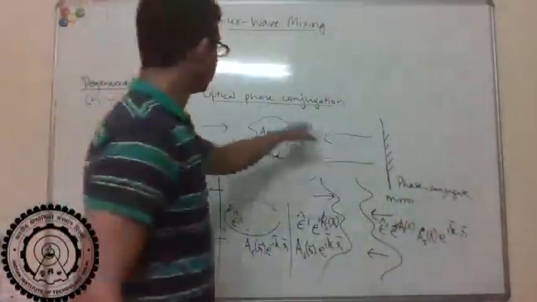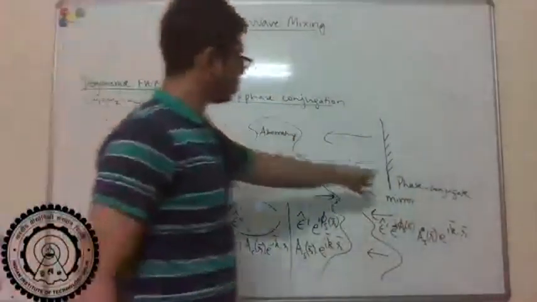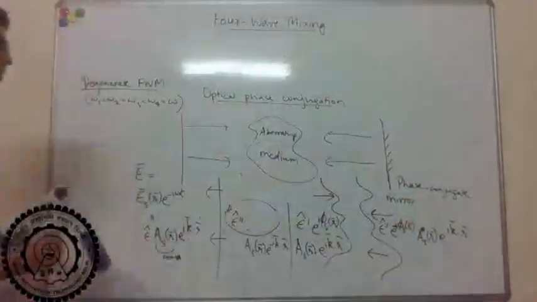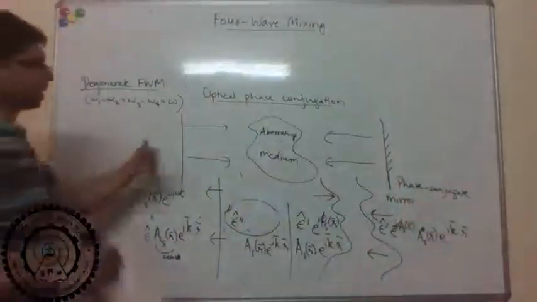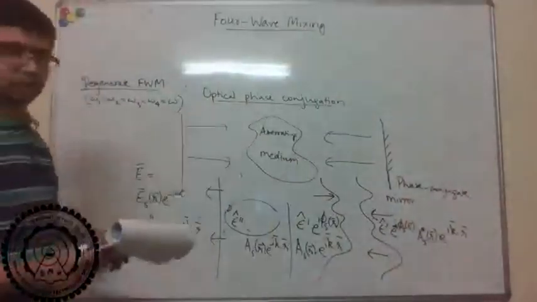So basically one way to do that is through this four-wave mixing, right? We can do this optical phase conjugation, which can be applied to imaging through distorting media, right?